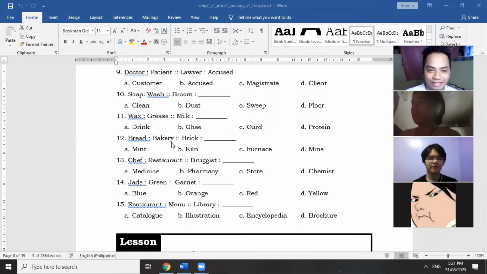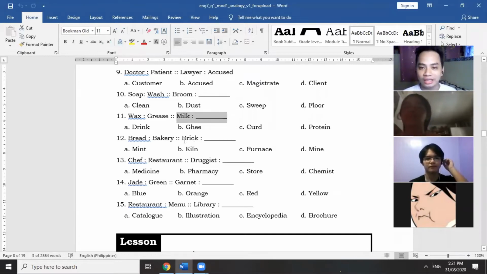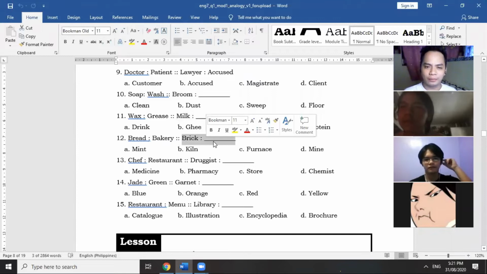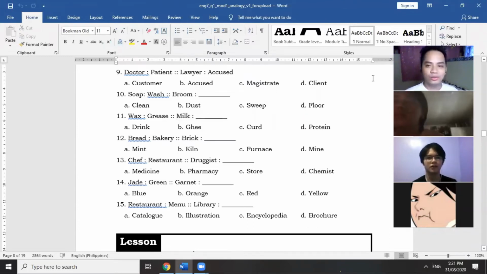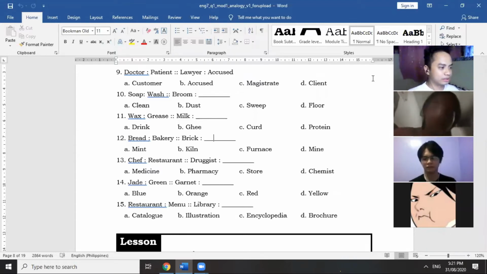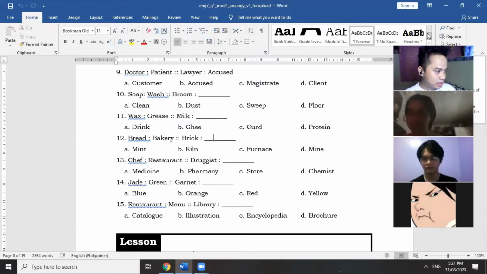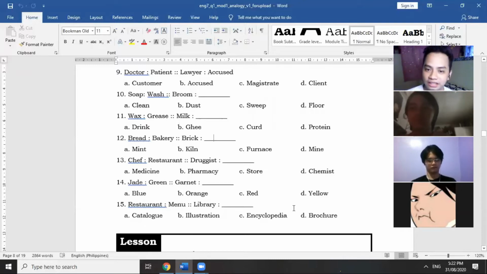Okay, let's go to the next part. Bread is something you get from the bakery, while brick is something that you get from where? Where do we get the brick, people? Who would like to answer that one? What is a kiln? A kiln is an oven, furnace, or heated enclosure used for processing a substance by burning, firing, or drying. A kiln is a special kind of oven for firing things like pottery and bricks. So that being said, a brick comes from a kiln. Are we clear with that?